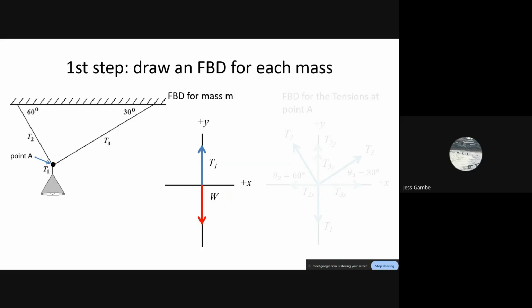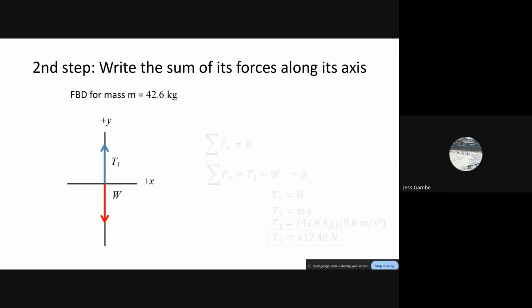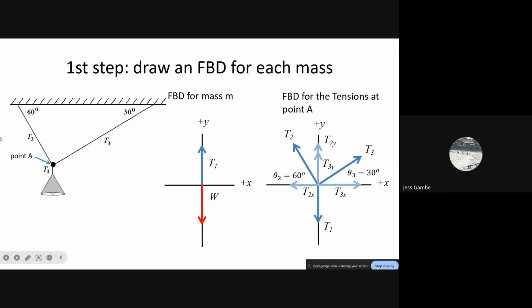Then another FBD is at the intersection, or at point A. It's this one here. T1 is pulling downward. Then you have your T2 and T3. Your T2 is at 60 degrees here.